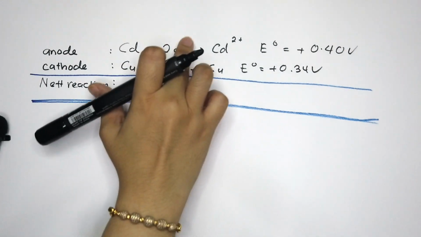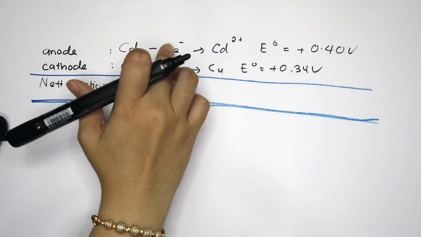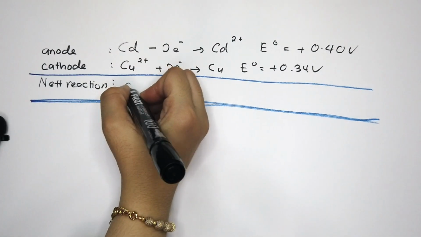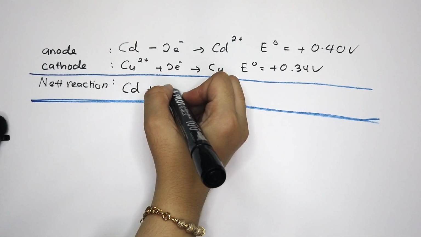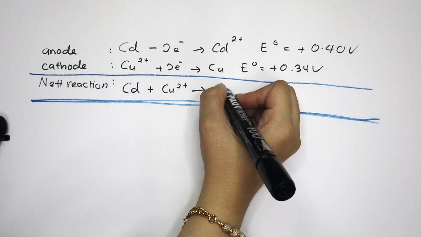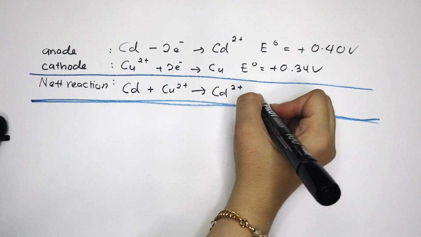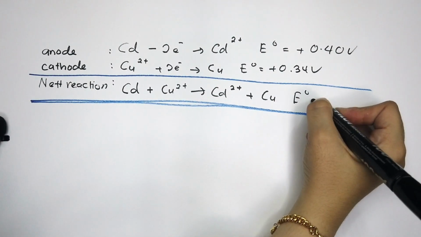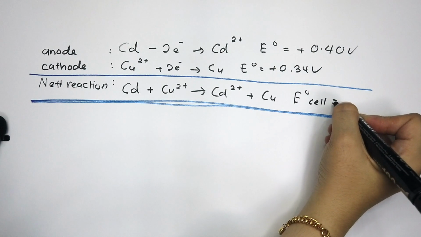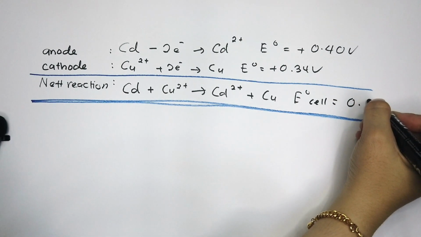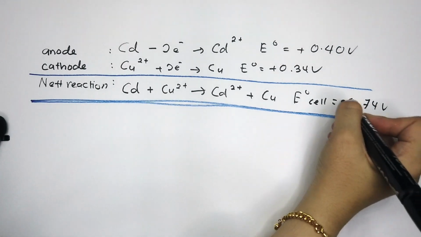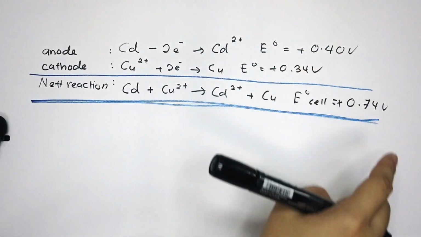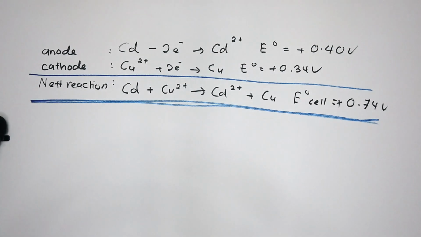Alright, now we are going to write the net reaction. You see the electron is balanced, right? So negative 2 electrons, positive 2 electrons, you can slash this out. So you can write the net reaction: cadmium plus copper 2+ will produce cadmium 2+ plus copper, and then your E standard cell shall be equivalent to 0.74 volt. It should be positive. Alright, so it's just summation, 0.4 plus 0.34, so you get 0.74 volt.